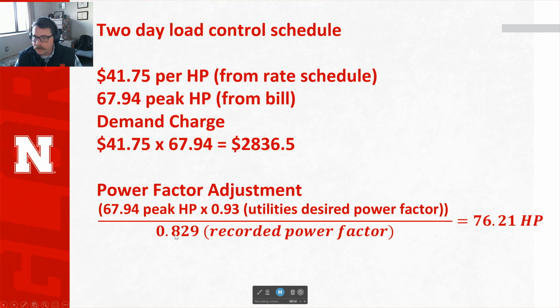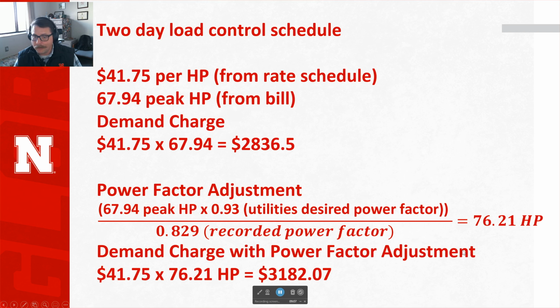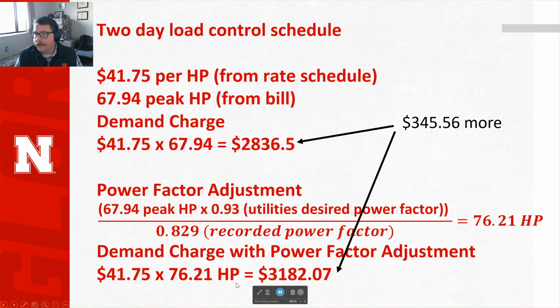In this case, 0.829. By doing this math, we get 76, and so we're adjusting the billing demand from 67 horsepower to 76, thus our bill goes up. So $41.75 times 76.21 horsepower is $3,182. So with the power factor adjustment, it's $345 more per year.